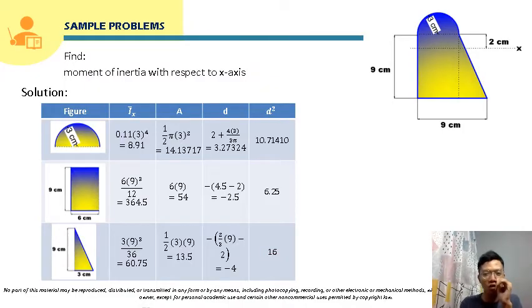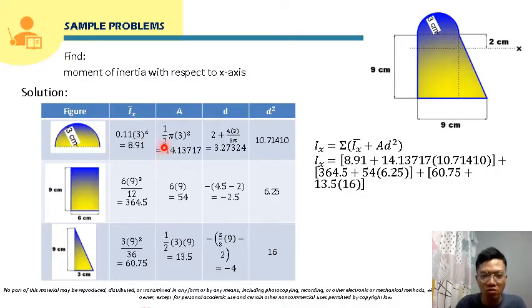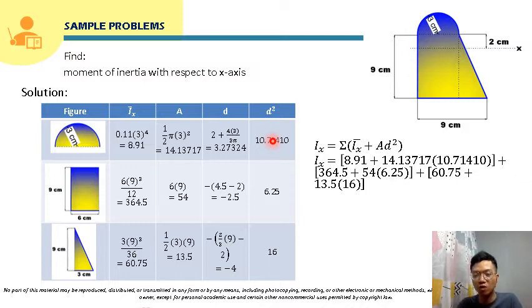So applying our formula to solve for the moment of inertia with respect to the given x-axis, we will just sum up all Ix bar plus Ad squared. For the first one, its Ix bar is 8.91 plus its area, 14.13717, times d squared. Our d squared is 10.71410.